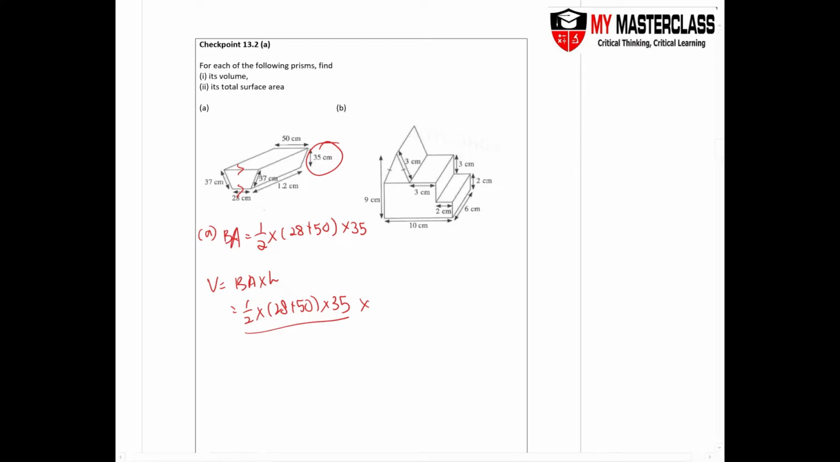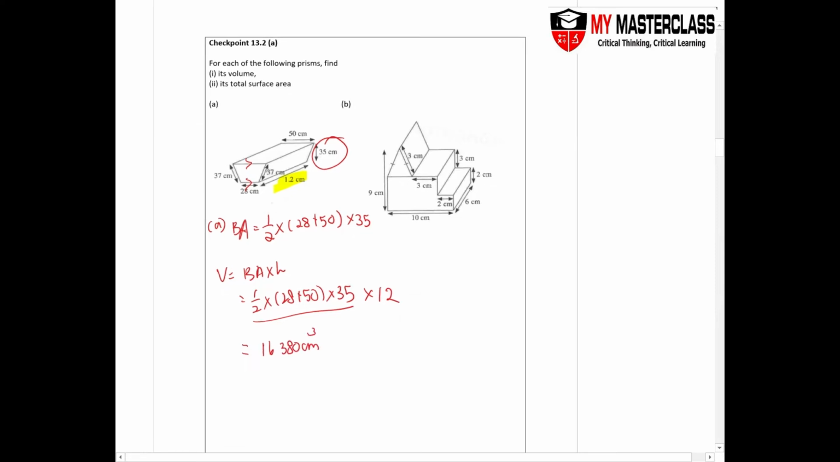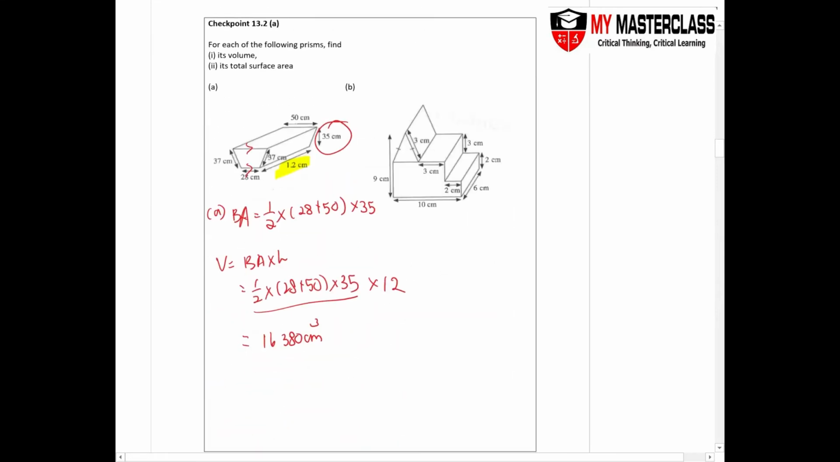Now this time round, your height is this side, because you want to multiply them in a common way. You want them to stack up in trapeziums. So this time around, 12 will be your height. So your final volume will be 16380 cm cube. Remember your units, that's important.